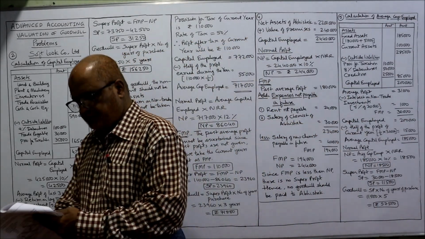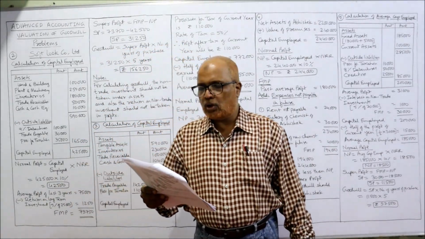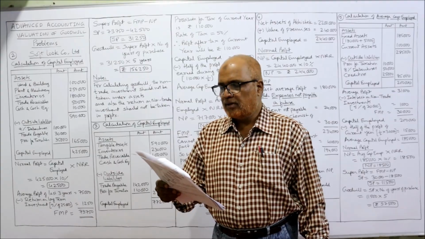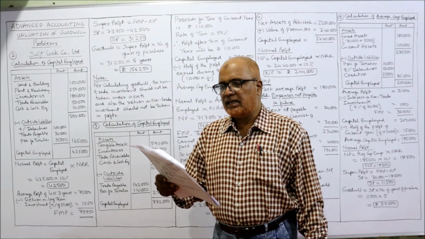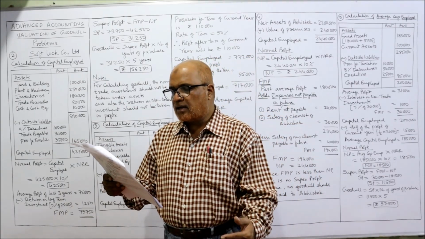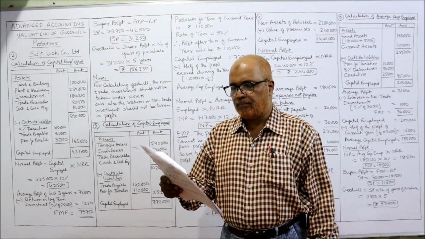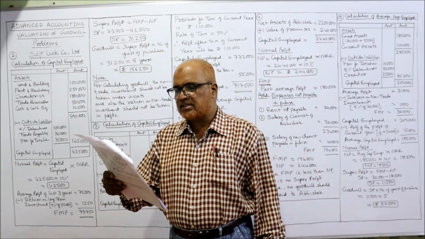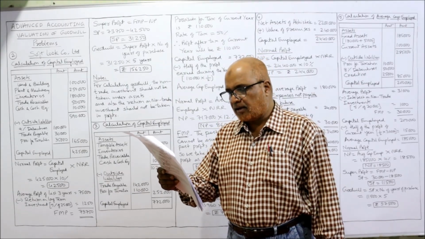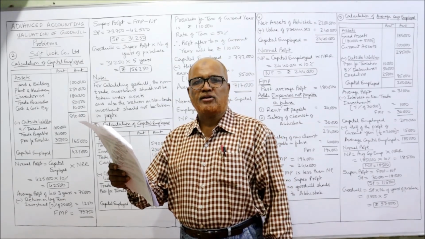Now, see the second problem. Problem number 2. From the following balance sheet of Soft Look Company Limited as of 31st March 2010, find out the value of goodwill. Particulars, note number, amount. Equity and liabilities: shareholders' fund, share capital, reserves and surplus; non-current liability, long-term borrowing; current liability, trade payable, short-term provisions, total. Then the asset side: non-current assets, fixed assets, tangible, intangible, other non-current assets; then current assets, inventory, trade receivable, cash equivalent. This is the complete format of the balance sheet given.